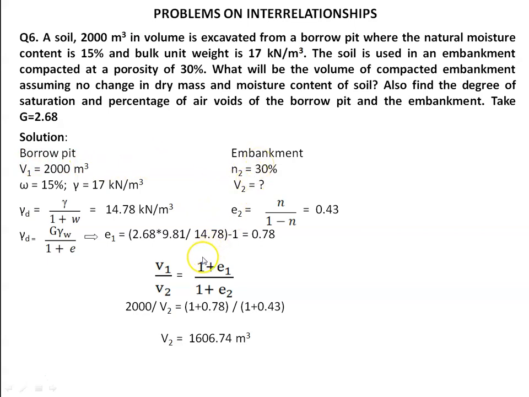So since it is same soil existing in different states, we can use the volume interrelationship, which is V1 by V2 equal to 1 plus E1 by 1 plus E2. V1, if we take borrow pit properties, then V1 is 2000 meter cube, V2 which we have to find, then 1 plus E1. E1 is the void ratio corresponding to borrow pit state is 0.78 and E2 is 0.43, so that we can estimate the value of V2, that is volume of embankment soil.